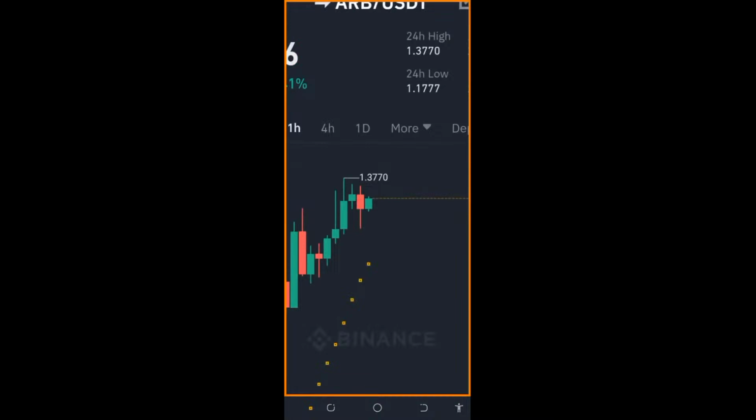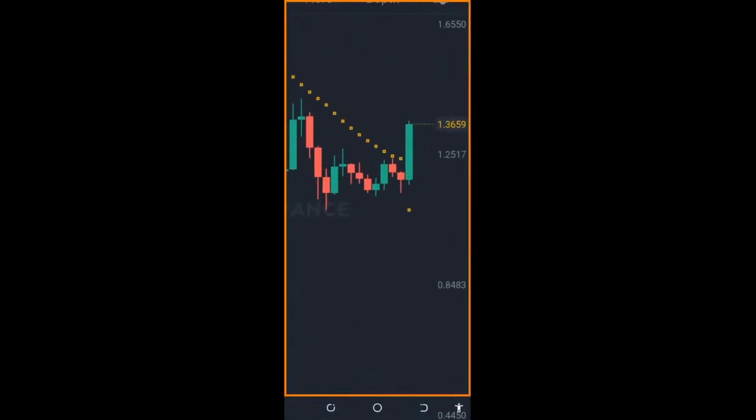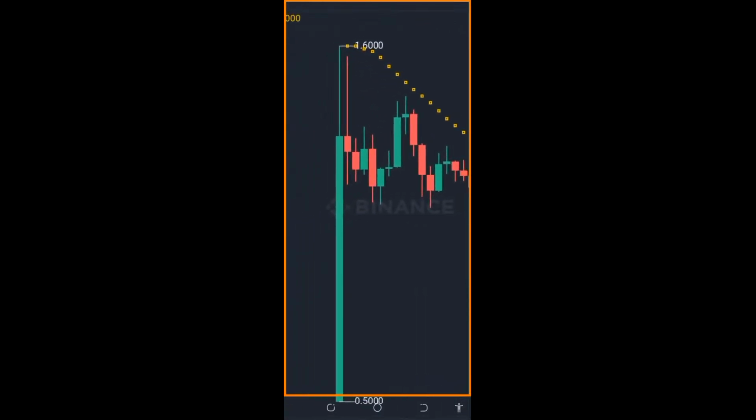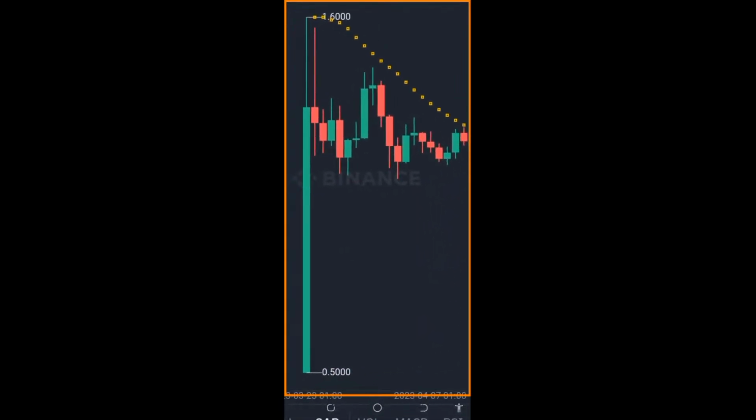This is a new coin that just got listed. When did it get listed? It just got listed. Oh yeah, I believe it's going to pump. You can see the parabolic SAR is actually under it, so it's very possible that this is going to pump even higher. It went to $1.60 at the beginning. So there's hope. Let's see.